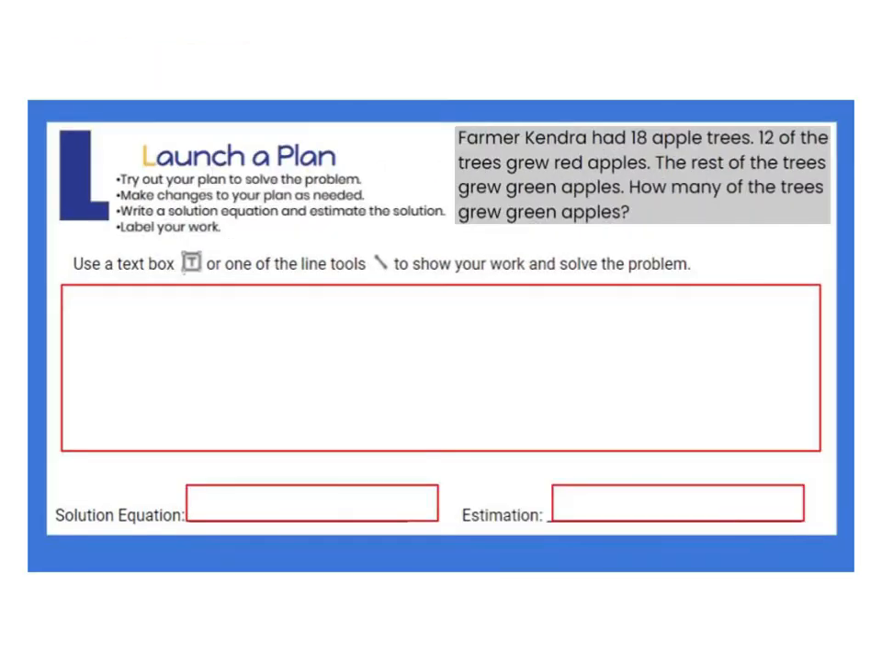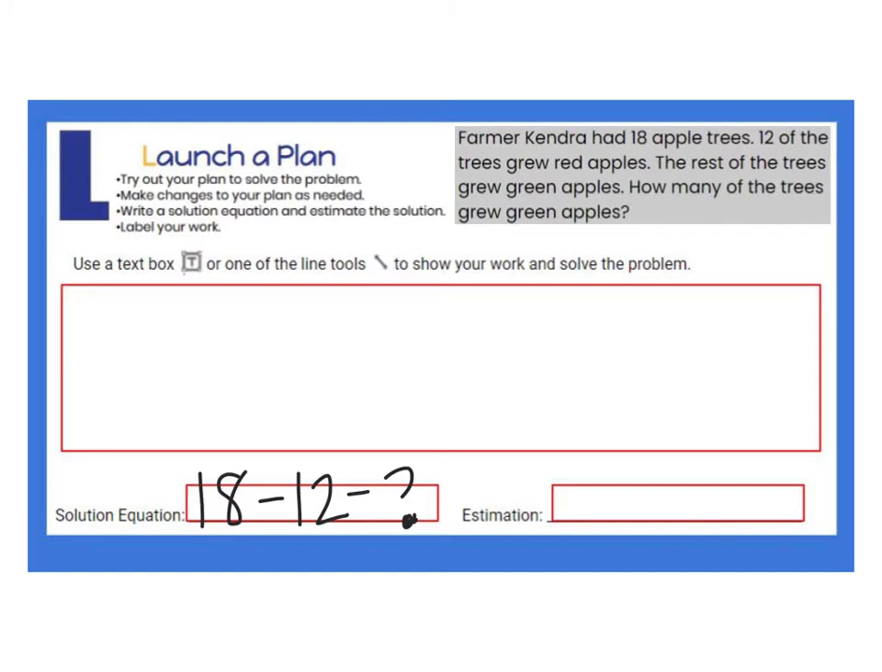Now we have to launch the plan, okay? So we're going to go ahead and read the problem one more time. It says, Farmer Kendra had 18 apple trees. 12 of the trees grew red apples. The rest of the trees grew green apples. How many of the trees grew green apples? Okay, so we already have our situation equation here.